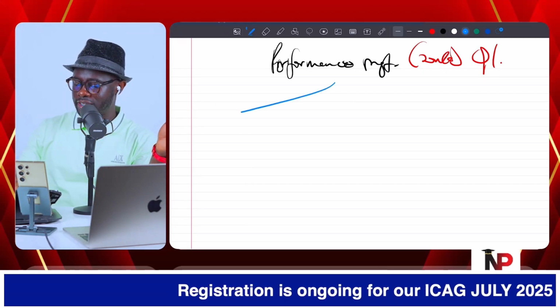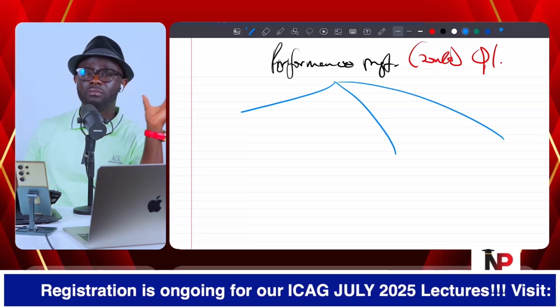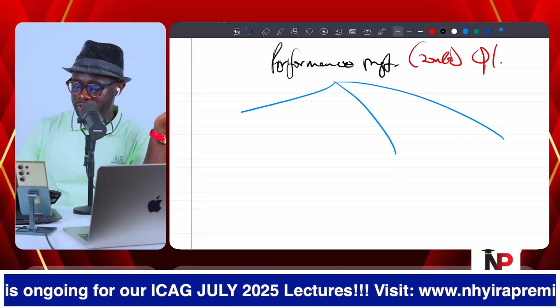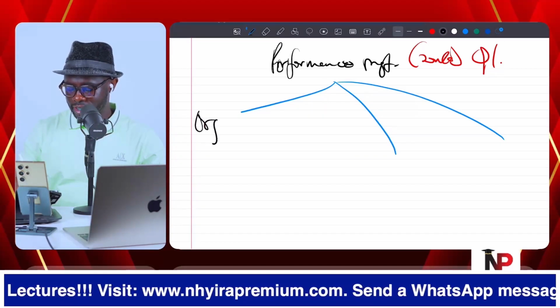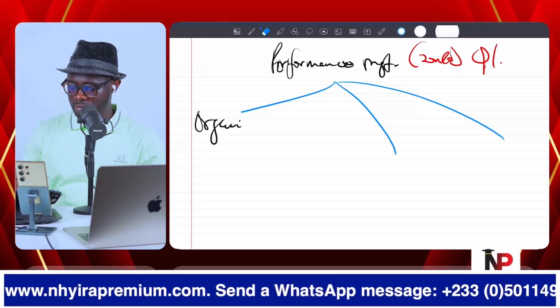Now, this is divided into probably three main categories. The first area is where we are dealing with the issue about organizational appraisal or organizational performance measurement.